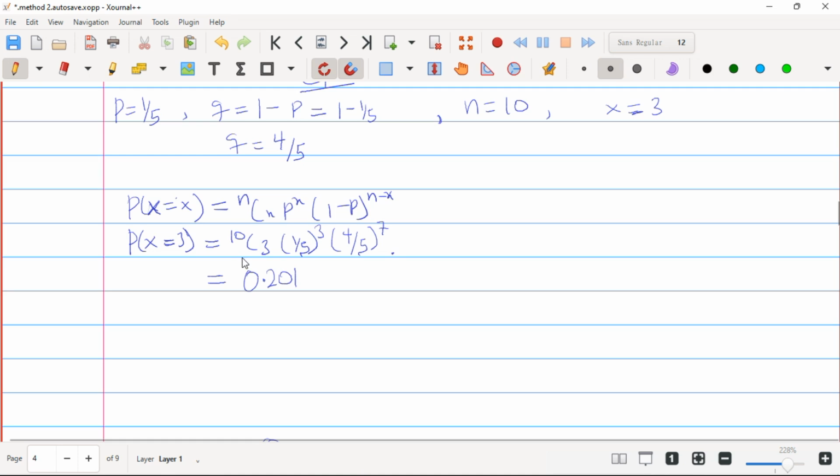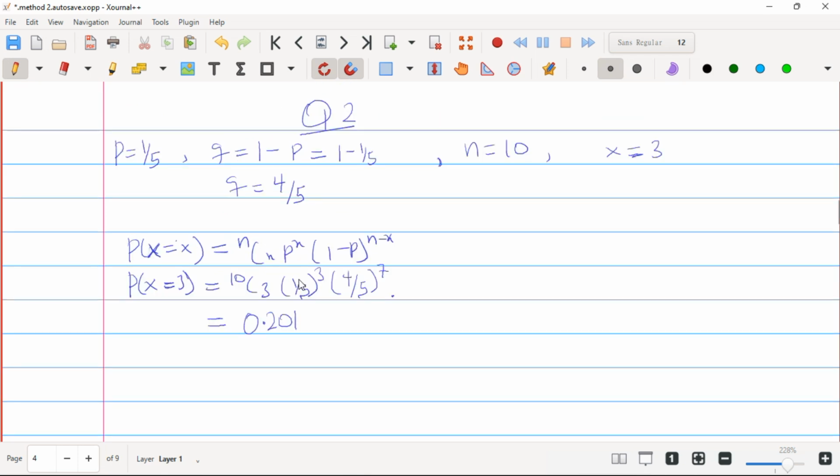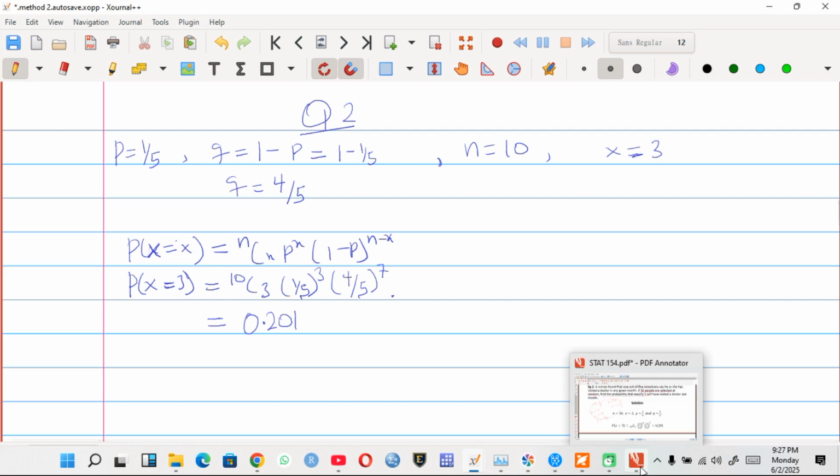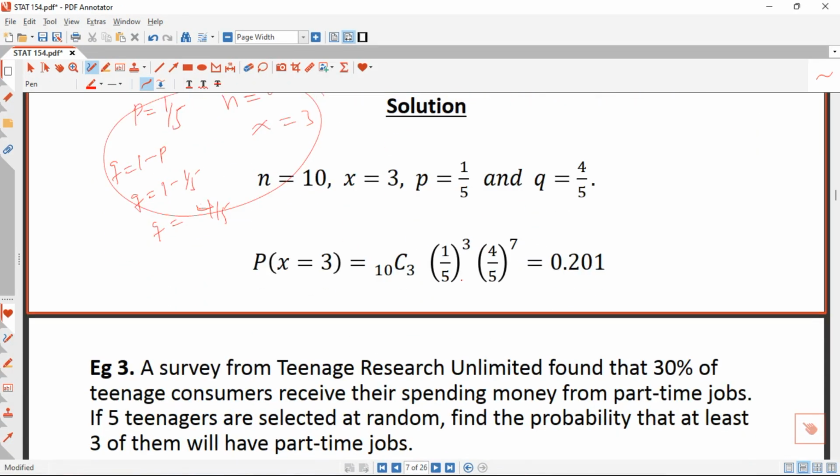Once you multiply this together, I'm going to get 0.201. I've rounded it to 3 decimal places, in fact I think 4 decimal places. So this is how the second question was solved. So let's go to our third question.